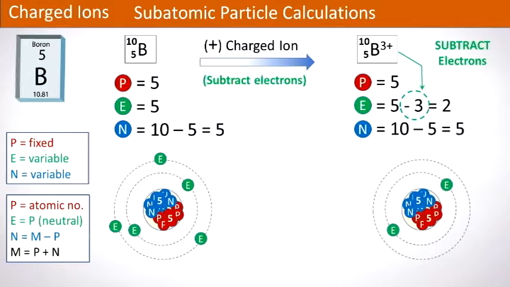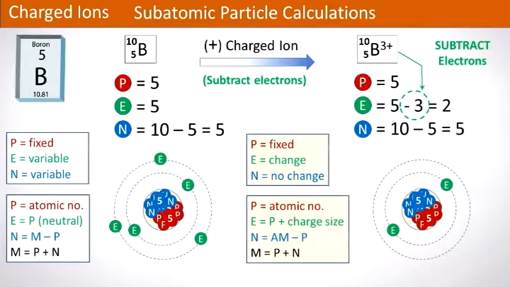In the oxidized state, we subtract electrons, and therefore we subtract 3 electrons from the 5 original electrons for a remainder of 2. So boron plus 3 has 5 protons, 2 electrons, and 5 neutrons, as shown in this diagram. And again, to summarize the rules, protons are fixed. The number of neutrons do not change. However, the number of electrons will change based upon the magnitude of the charge.